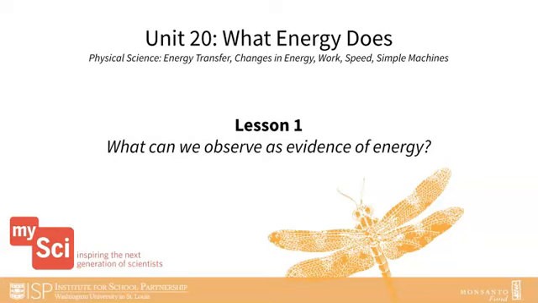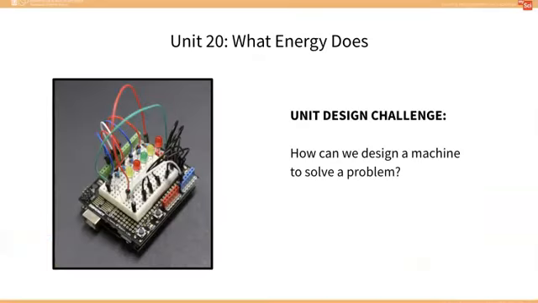Sound, light, heat, electricity, and motion are all pieces of evidence that energy is present in a system. Tell students, this unit is all about energy and work, what energy is, how energy causes changes, and how energy allows work to happen. You will answer the question, how can we design a machine to solve a problem? What do you think we need to know in order to be able to meet this design challenge? What questions do you have?